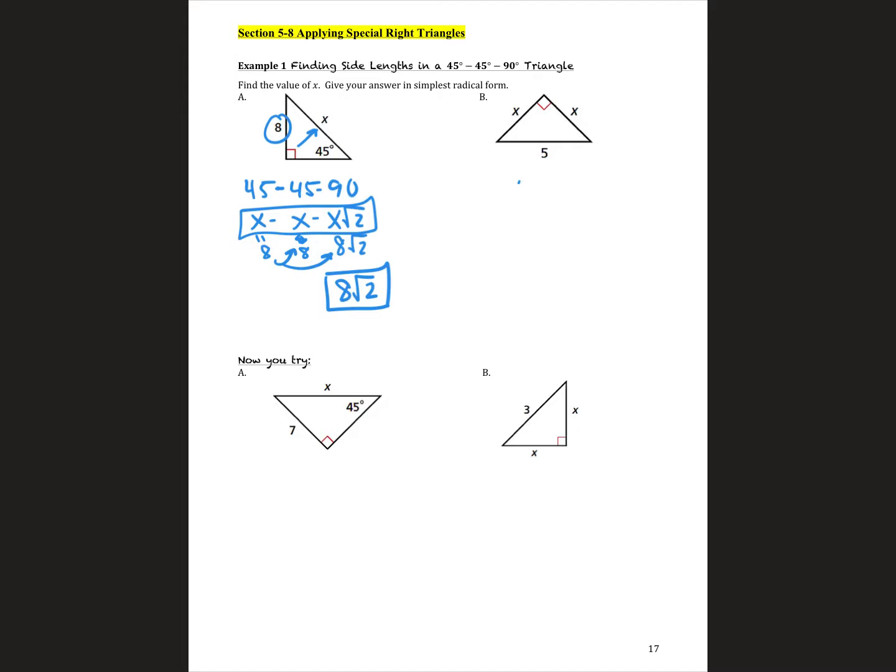In example B, again, we're going to write out x, x, x radical 2. We were given the side opposite the right angle, so I'm going to write that that equals 5. And then I'm going to calculate that so I can solve. So x radical 2 equals 5. I'd have to divide both sides by radical 2. The shortcut is move the radical up above and put it over 2. But the real way is to multiply the top and bottom by radical 2. So we end up with 5 radical 2 over whole number 2. And those are both of our x's in that situation.